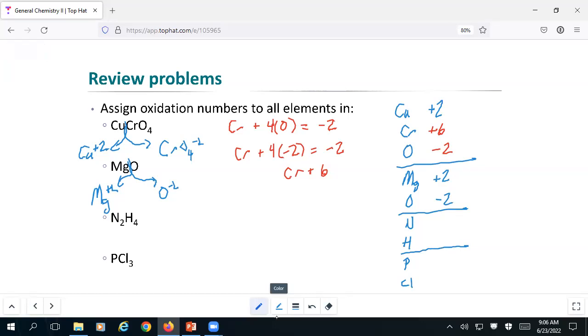For hydrazine, N2H4, we can't break it down like we did the previous two because it's not ionic. Since it's not ionic, we're going to have to go to the algebra for this. 2 nitrogens plus 4 hydrogens is going to equal a total charge of 0 because this is a neutral molecule. We don't have any specific guidelines on nitrogen, but we do on hydrogen. Nitrogen's a non-metal, so hydrogen's going to act metallic. So it's going to be +1.